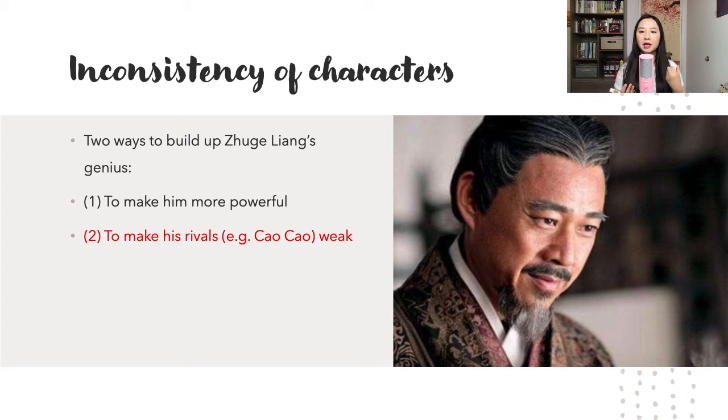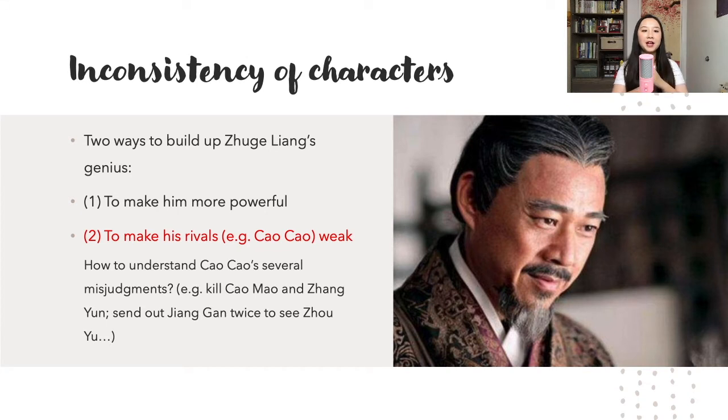And suddenly he became not that suspicious, but always rashly believes in something, someone or something, which is not very much in accord with the characteristics of Cao Cao as we have already seen. So I think it's a very interesting question to ask: how to understand Cao Cao's several misjudgments? Like he will kill Cai Mao and Zhang Yun, which is very interesting, how to think about that, why he made that choice at that moment without very concrete proof and without second thoughts.